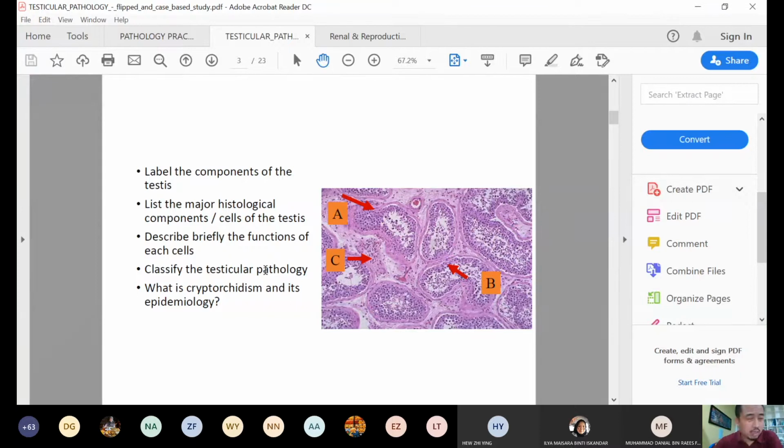The non-neoplastic component is cryptorchidism. So what is cryptorchidism? It is an undescended testis, or failure of the testis to descend to the scrotum. Its epidemiology: 1% of 1-year-old boys, so that's quite high. But during neonatal examination, examining whether the testis has descended into the scrotum or not is very important.